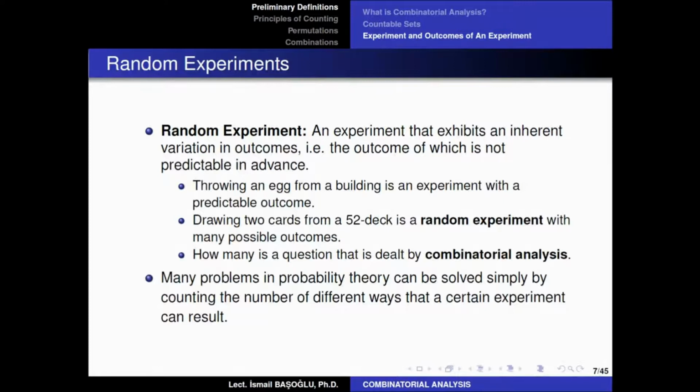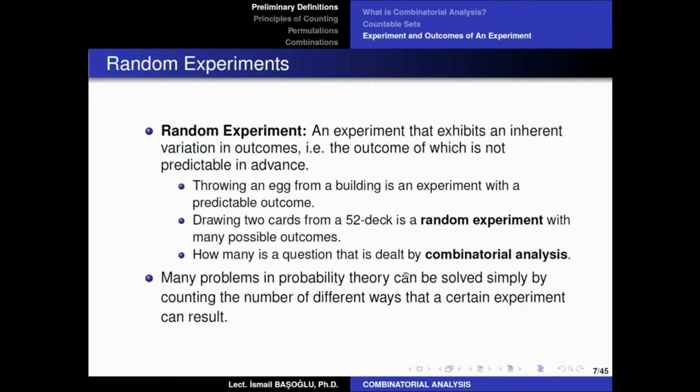Perform this experiment, this experiment may end up with different types of outcomes, but only one of them, okay? So we know the list of possible outcomes of this experiment, but the experiment is going to end up with only one of them. However, it is impossible for us to predict the outcome before performing the experiment. So let's try to understand this.